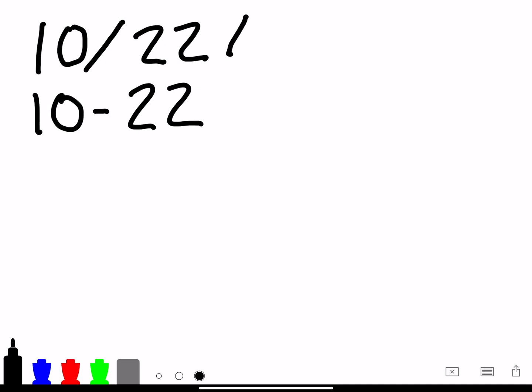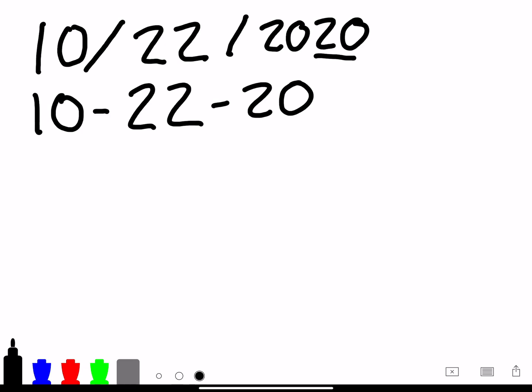And then the last thing we need is our year. So some people write the full 4 digits of the year. Others write the last 2 digits. So we are in 2020, or you can just write 20. So remember, we need the month, the day, and the year.